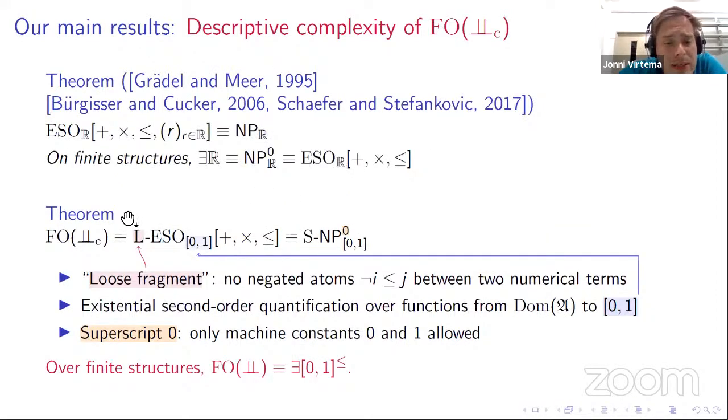Also what's interesting is that if we only consider finite structures, so inputs of Boolean strings, then our logic captures a natural fragment of the complexity class ∃R, which is all true sentences of the existential theory of the reals, closed under polynomial reductions. And so we get a similar fragment of that as this logic here.